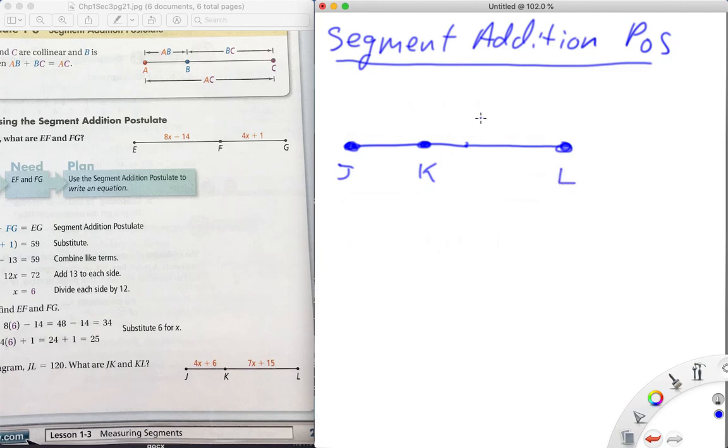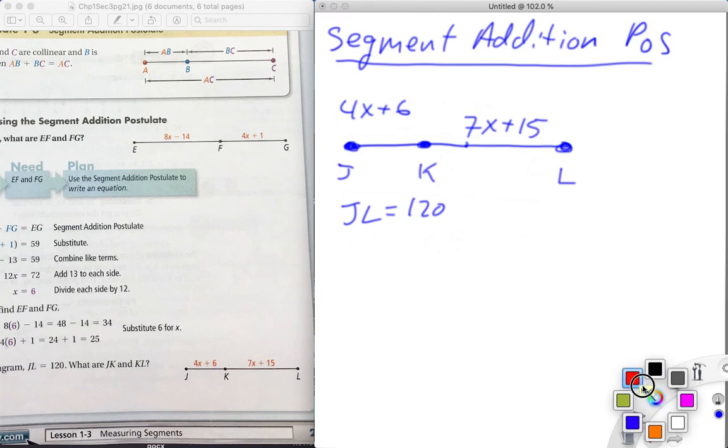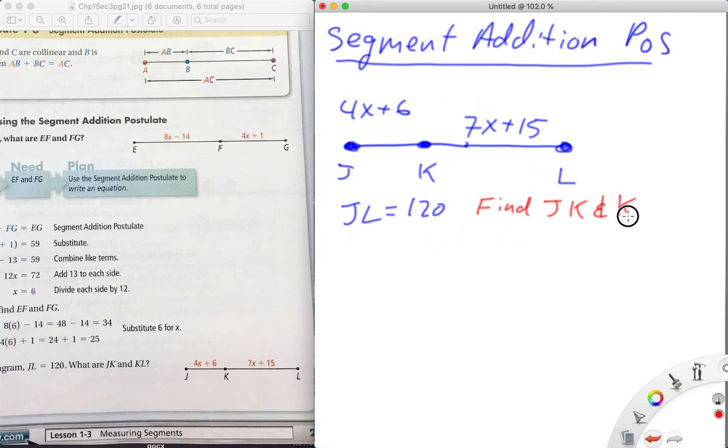We're told that KL is 7x plus 15. We're also given that JK is 4x plus 6. We are told that JL is 120. So they want me to find JK and KL. Find JK and KL.